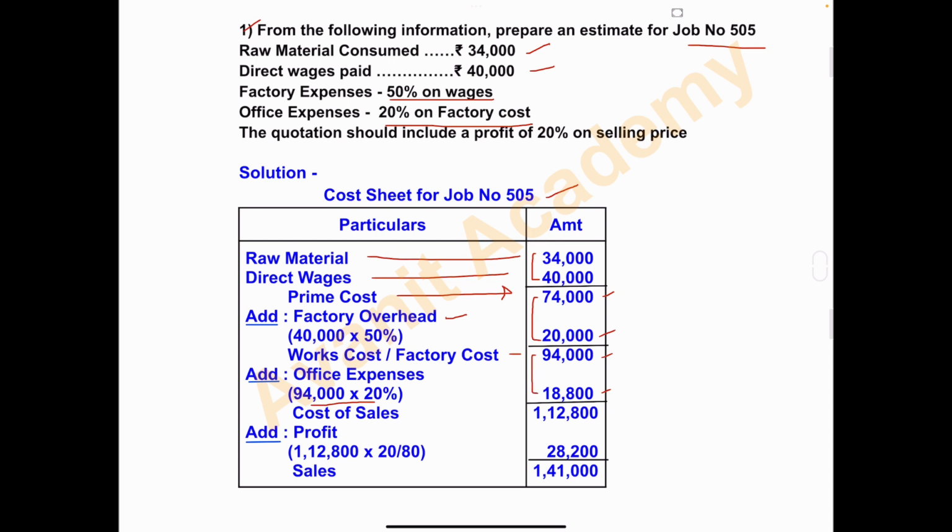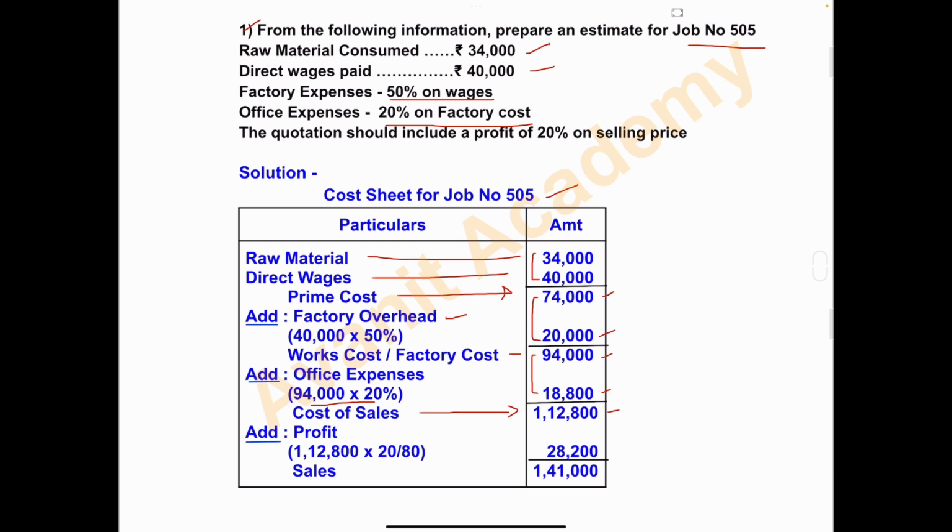Add these two amounts, 94,000 plus 18,800, and the total is 1,12,800. This is called cost of sales. Add profit. See the last sentence. The quotation should include a profit of 20% on selling price. So profit we have to calculate 20% on selling price.